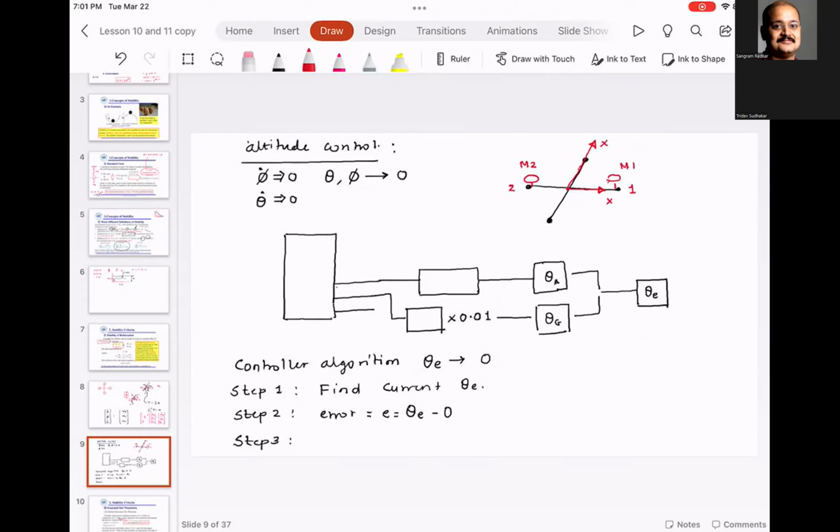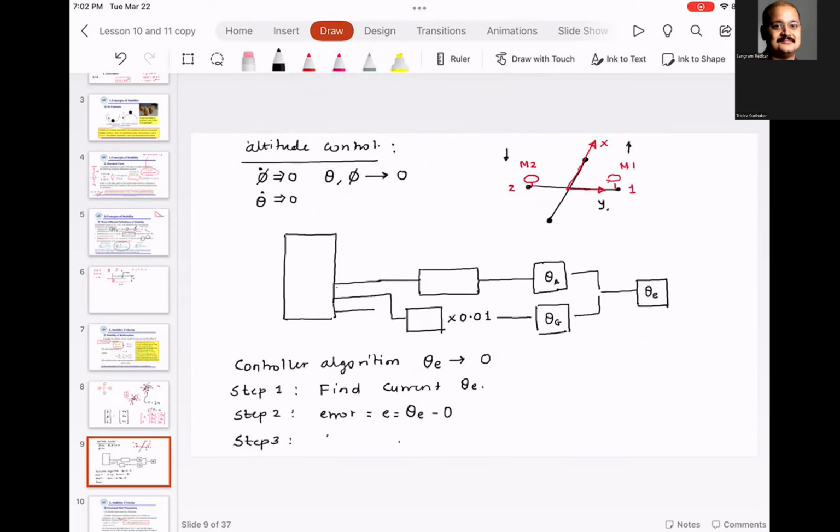So if I want to control, actually no, this is pitch, right? I made a mistake. So this is X north, this is Y. And pitch is about Y. So basically the speed of motor 1 should go up, speed of motor 2 should go down. So what I'm going to do is set up an algorithm, something like this.